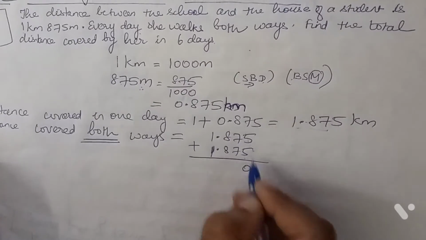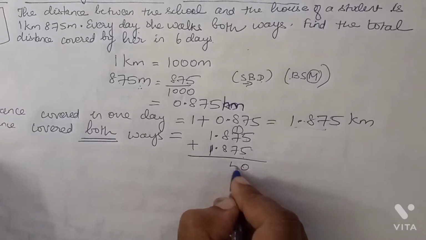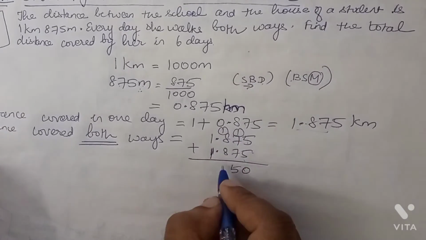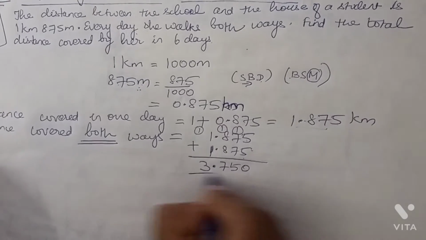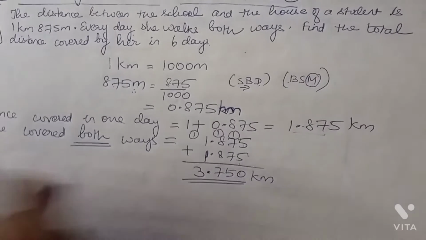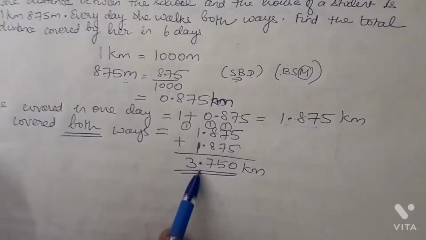5 plus 5 is 10. 7 plus 7 is 14. 14 plus 1 is 15. 8 plus 8 is 16. Plus 1 is 17. 1 plus 1 is 2. 2 plus 1 is 3. So 3.750 kilometer both ways. Now this is for 1 day both ways.